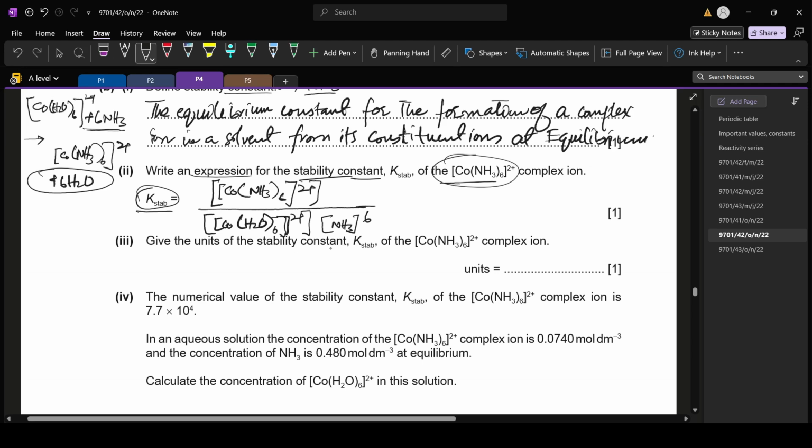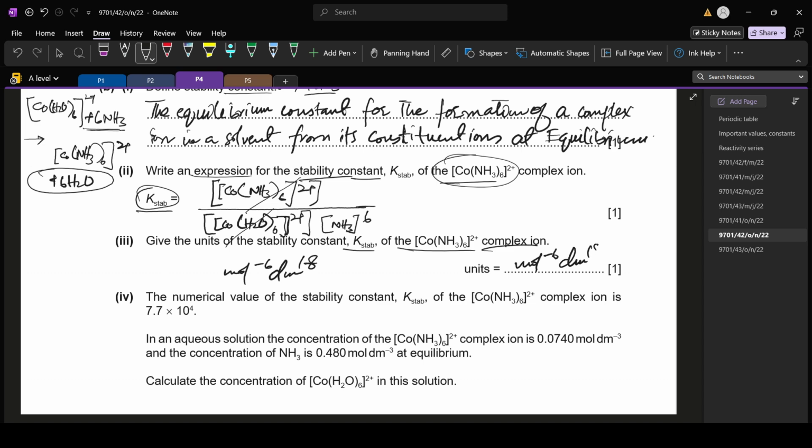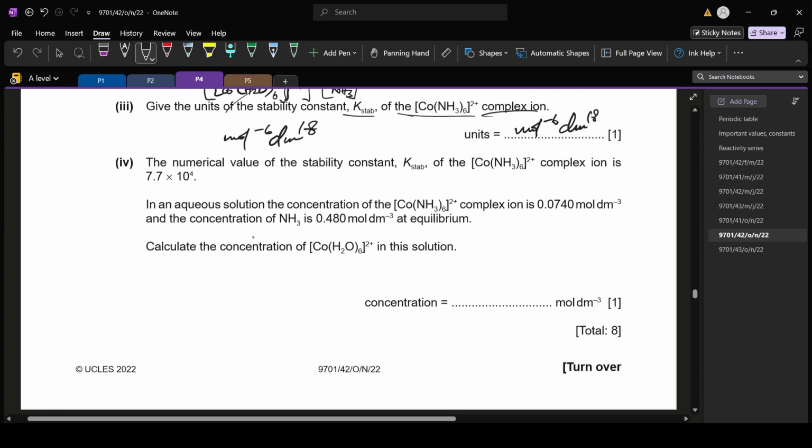Now give the units for the K stability of this complex. For the units, these concentrations are in mole per dm cube. So the mole per dm cube in the numerator cancels out with some of the mole per dm cube in the denominator. So you will have mol to the power minus 6 and dm cube to the power 18. So these are your units, dm cube 18. The numerical value of the K stability of this cobalt complex ion is this.